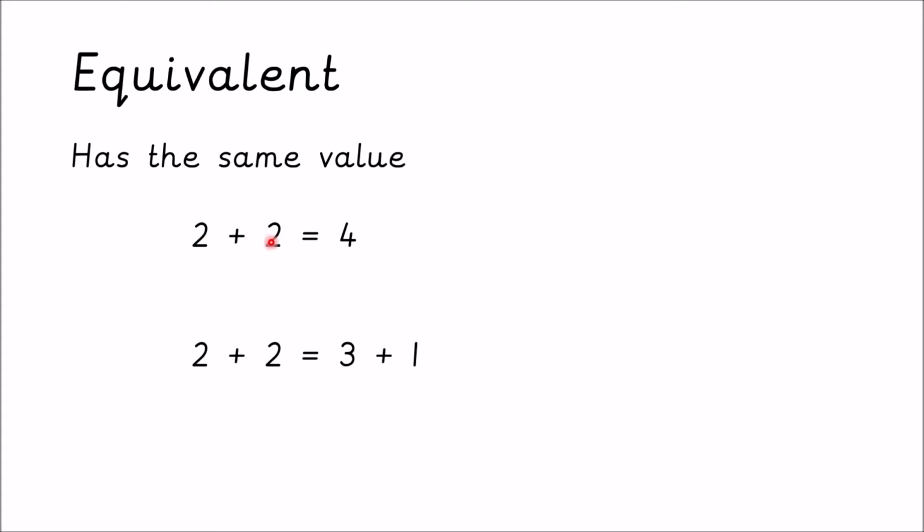So if we look at 2 add 2 equals 4, we're saying that 2 add 2 has the same value as the number 4, which of course it does. And you could say 2 add 2 equals 3 add 1, because it does. Both of them equal 4. Both of them have the same value. They are equivalent statements. And we are looking at equivalent fractions, so fractions that have the same value as each other.